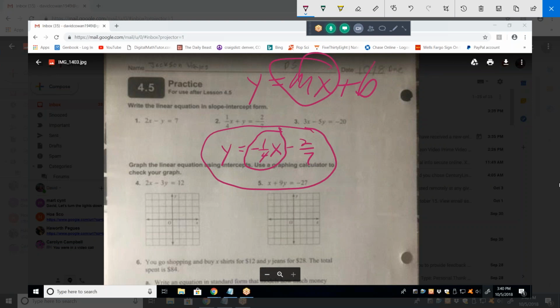The slope is negative 1/4. Don't drop negative signs. You see the negative sign right there? Remember, I had to subtract 1/4 x to get it over to the other side. So that's where that negative sign came from. But slope is the entire coefficient. So in this case, the slope is negative 1/4, and b is negative 2/7. Don't drop negative signs.